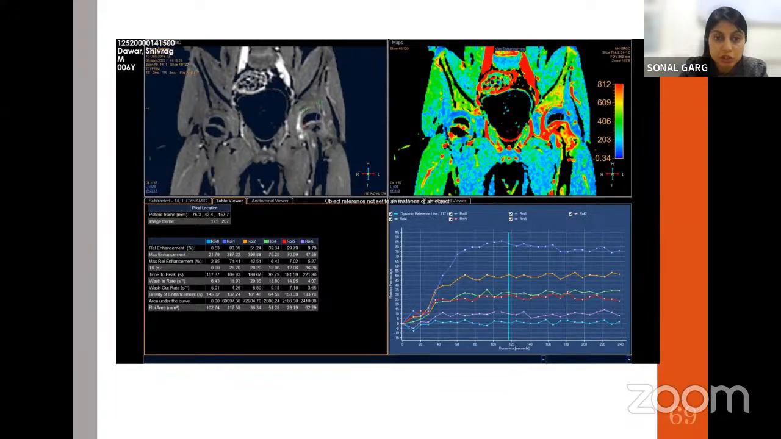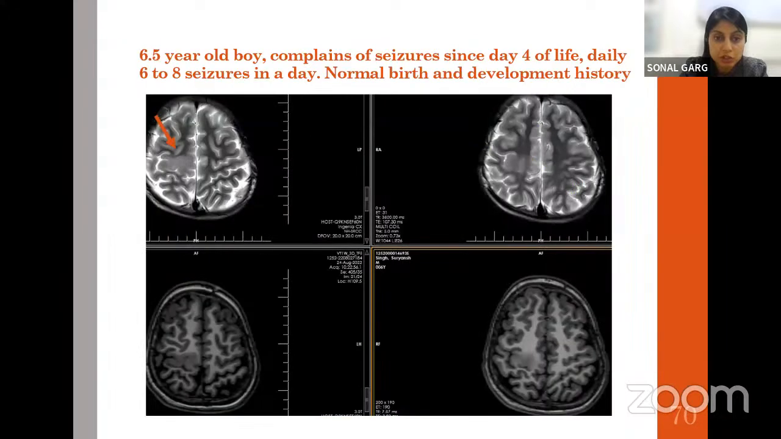Now, this is our next case of a 6.5-year-old boy who complains of seizures since day 4 of life. He gets daily 6 to 8 seizures in a day. There's normal birth and developmental history. So we've done an MRI brain where we see this focal lesion along the precentral sulcus. And this is a typical focal cortical dysplasia.